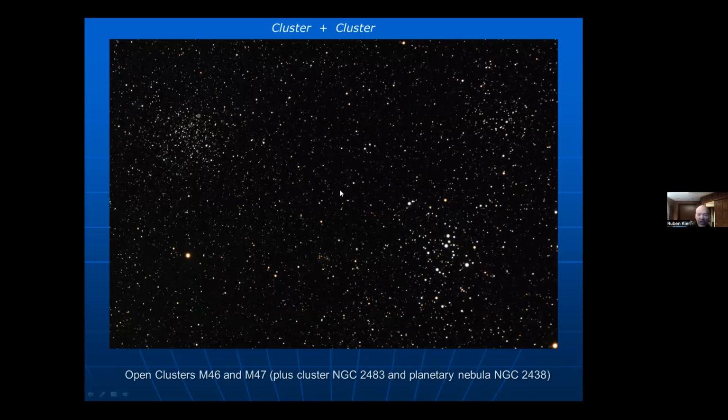So if I had just taken a picture of one of these star clusters, it wouldn't have been so interesting. Well, this one's a little bit more interesting because you've also got NGC 2438, this little planetary, but still, any one of these is not so interesting. But now when you take this and you frame it appropriately, you've got three condensations of light. So that makes it, I think, more interesting.